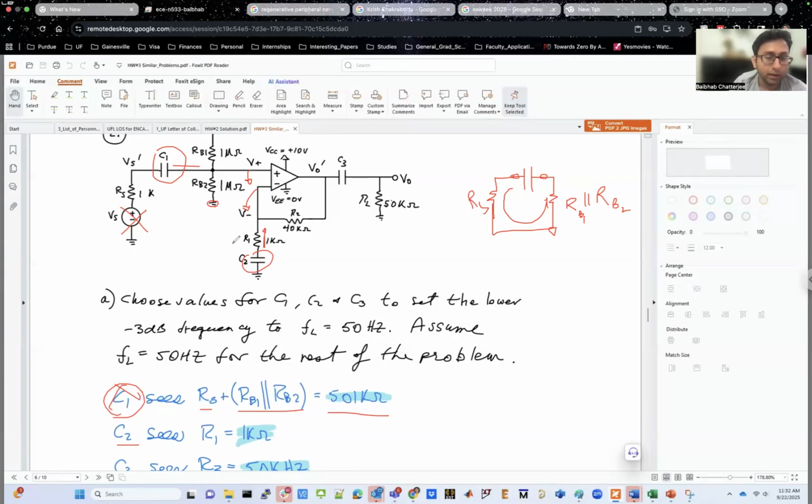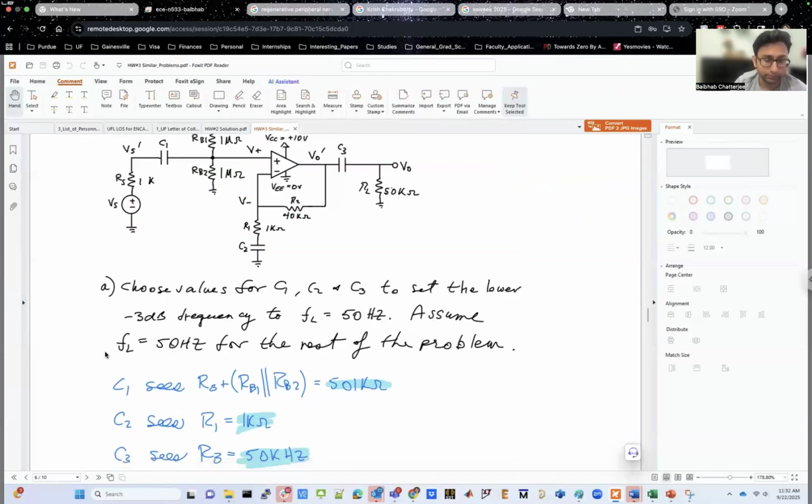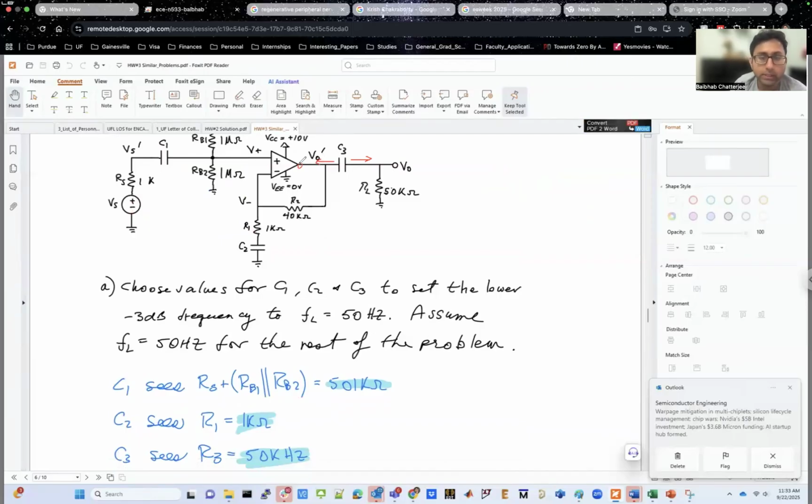So just do an RIN calculation at this point, right? If you do an RIN calculation at this point, it will be equal to R1. And C2 will only see R1, which is equal to 1 kilo ohm. And C3 is going to see, in this direction, RL or whatever it is, this one, 50 kilo ohm. And in this direction, because you are seeing the op-amp's output, you're going to see 0.